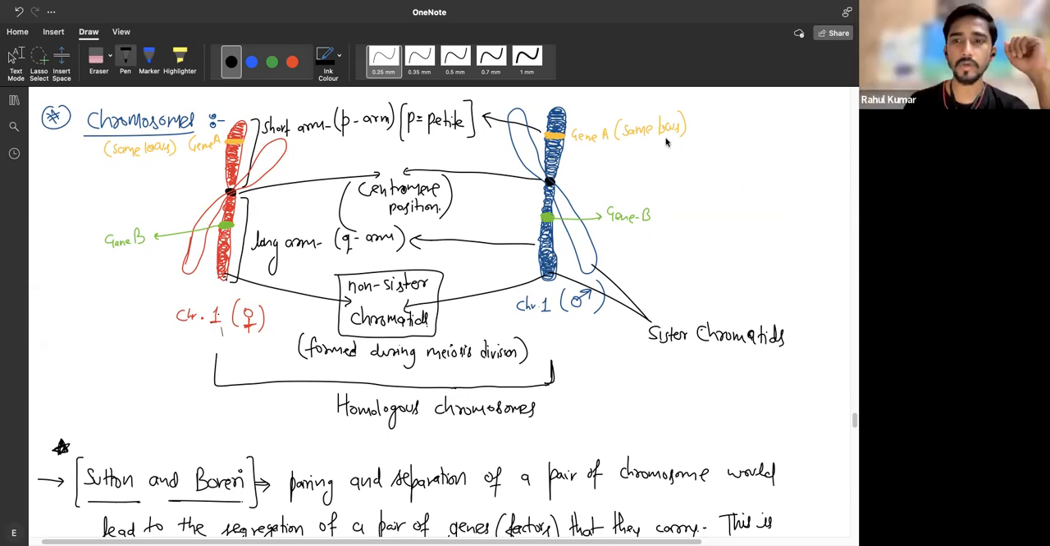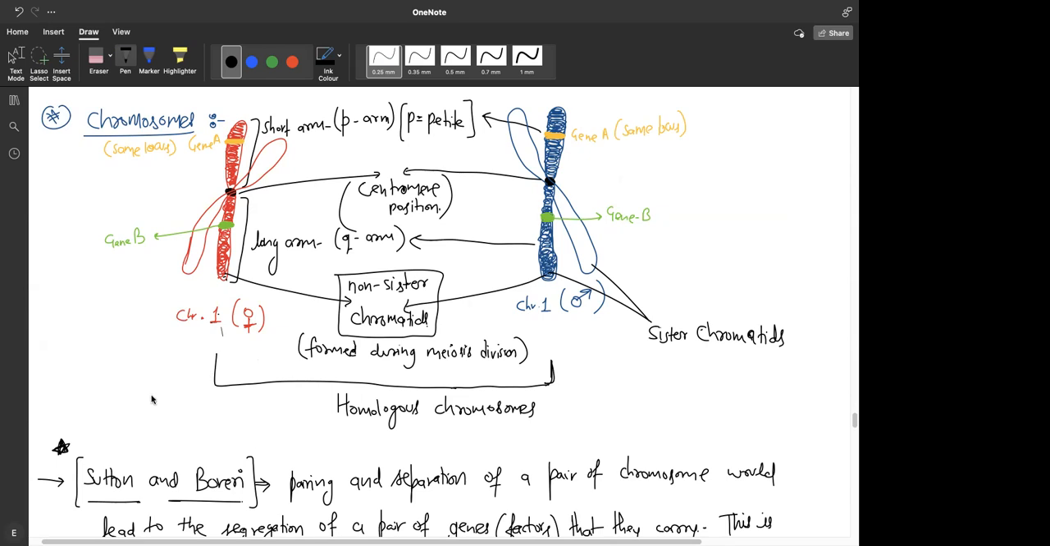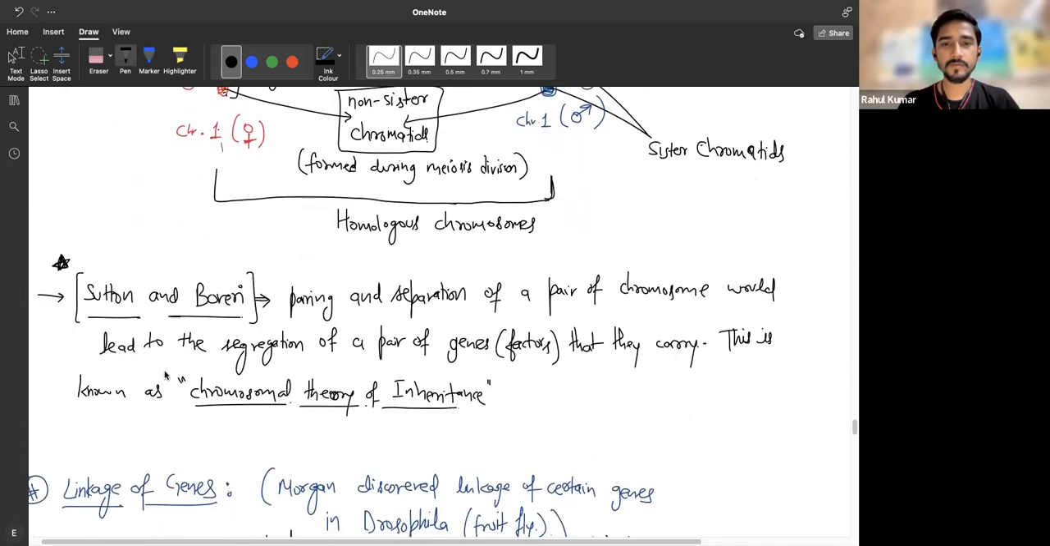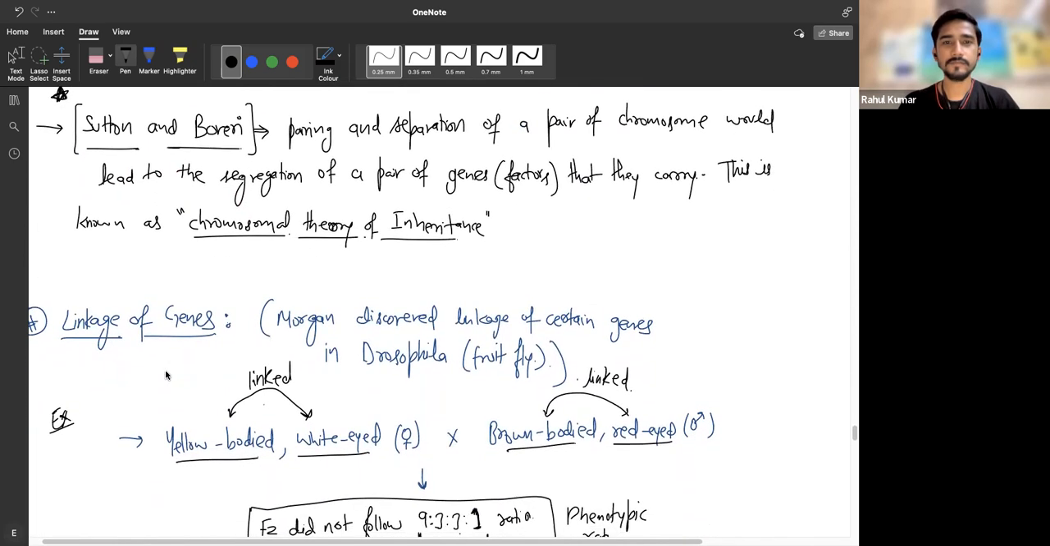We also studied locus. What is locus? Gene A, gene B. The locus is the location. So why did you say you are not prepared? You seem to be really well prepared.